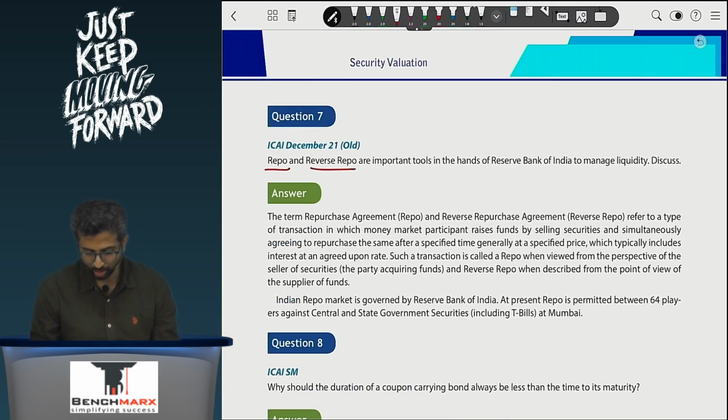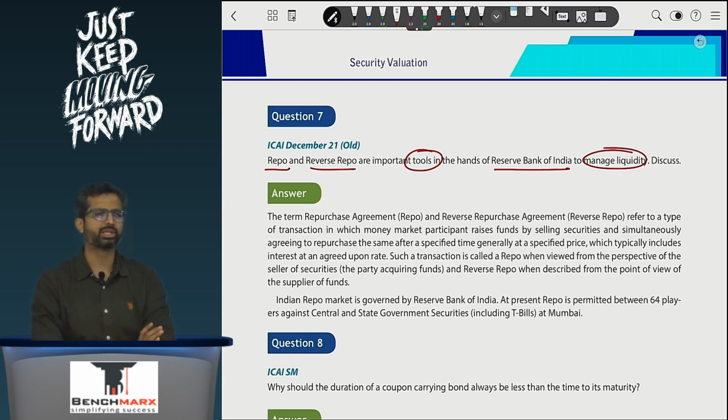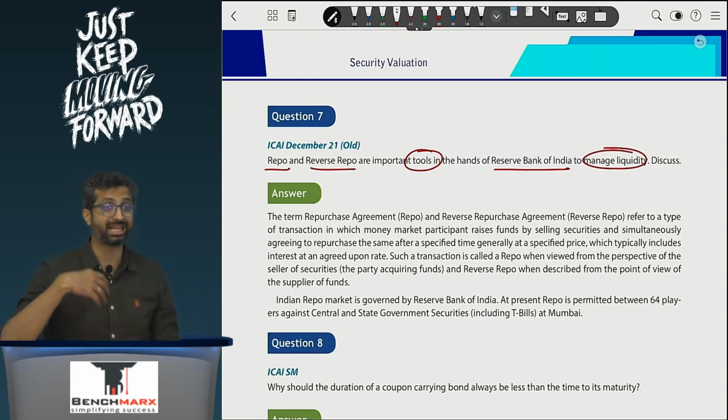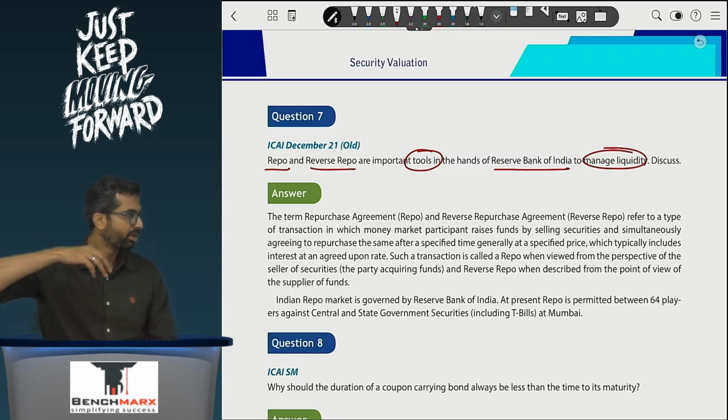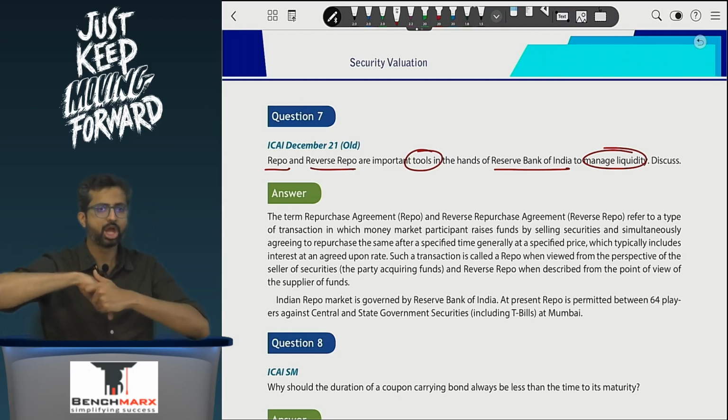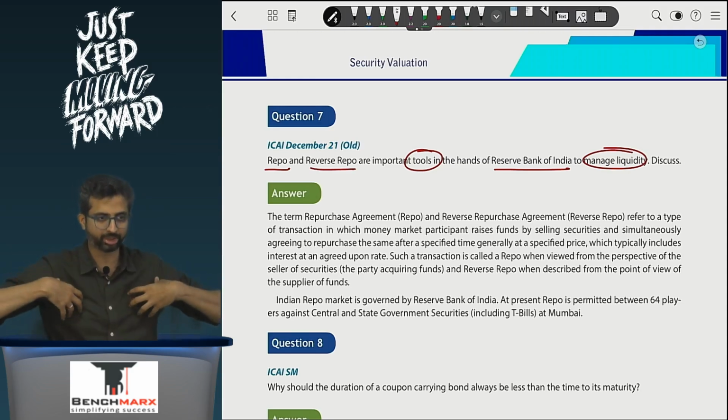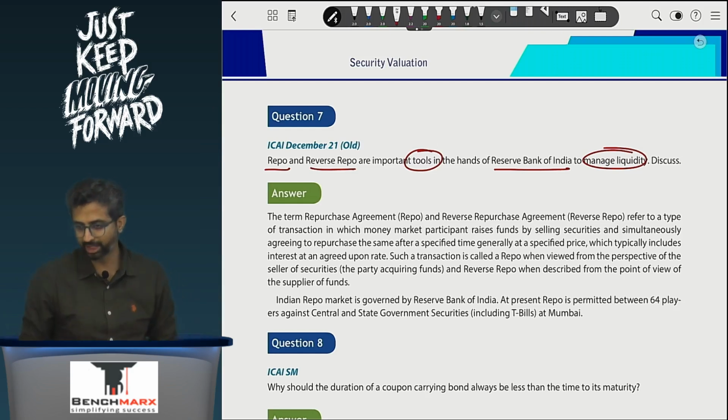Repo and reverse repo are important tools of RBI to manage liquidity. Repo is a repurchase agreement, reverse repo is again the same. By and large, if the market has a lot of liquidity, RBI can do what is called OMO, open market operations, where it can either sell its government bonds and suck out money from the banks, or it will buy government bonds from the banks and give money to the banks. So that provides liquidity in the market.